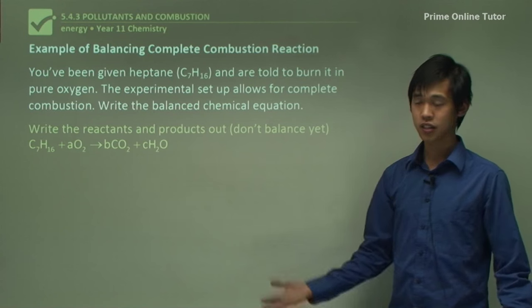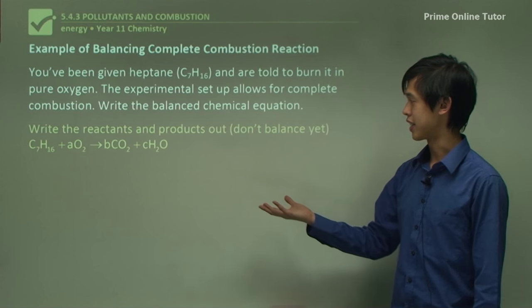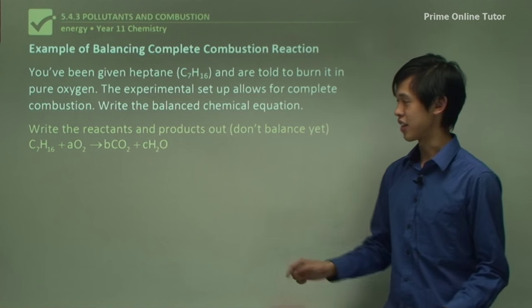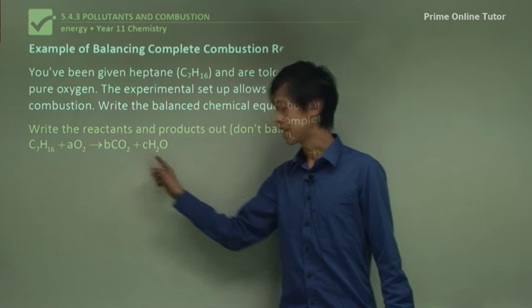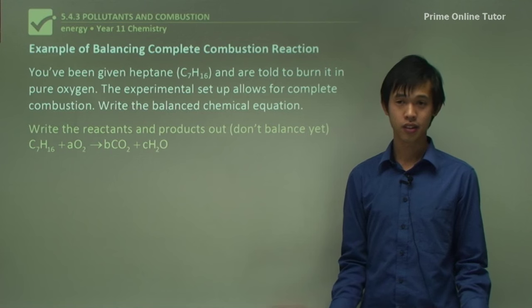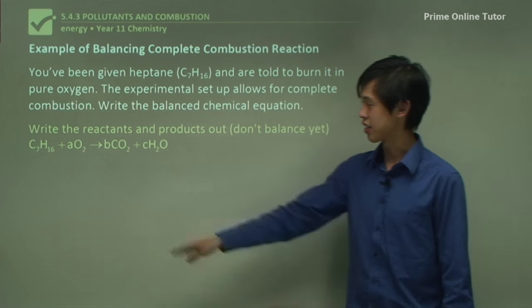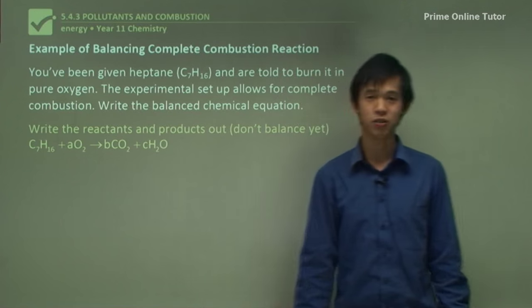So first thing you do is write out the products and the reactants. You just don't balance it yet. So when I don't balance things, I just put variables A, B, and C in front of the chemicals, just because I don't know what those numbers are supposed to be yet. So I just like to put letters, similar to what I do in maths, okay?